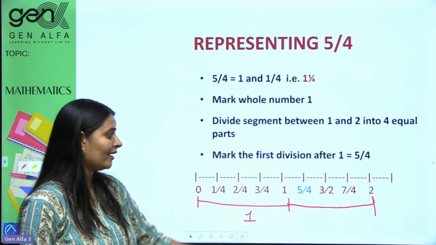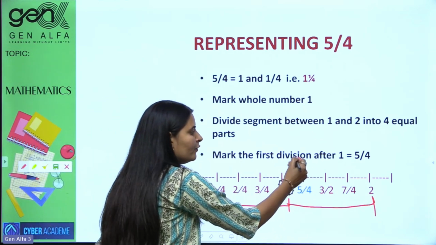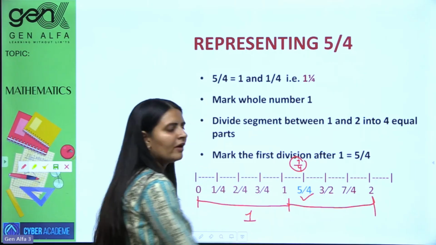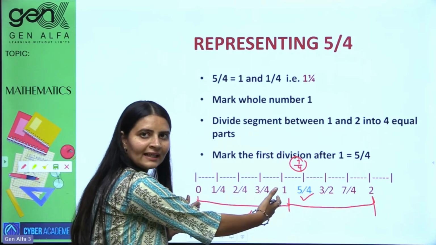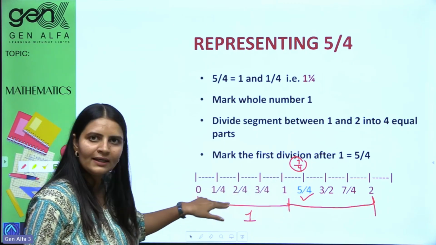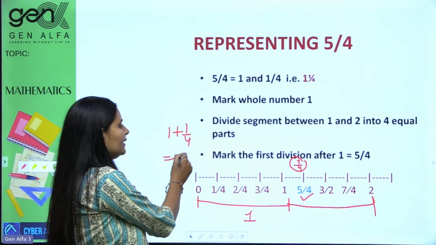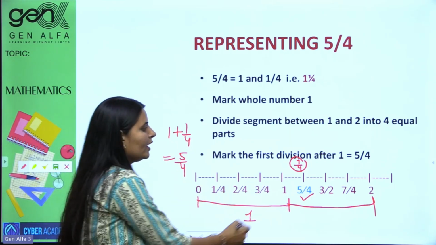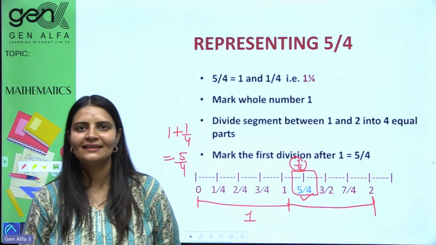But here we have taken 1 already. So its 1 by 4 will automatically be 5 by 4 because 1 we have already taken. So 1 by 4 is your 1 by 4 and 1 is here. After adding, you are getting 5 by 4. So you have located it. Yes?